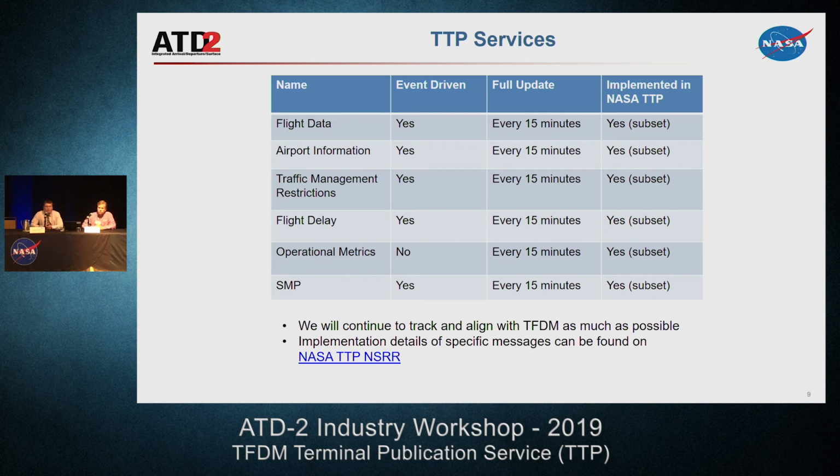Just a little bit about each service: most of these are event driven. So when something occurs in the system that forces a change to that flight data, or a new traffic restriction has been entered or modified, these go out pretty much immediately. The exception is the operational metrics, which are computed on a periodic basis. That's probably configurable, but I believe the default going in is 15 minutes.